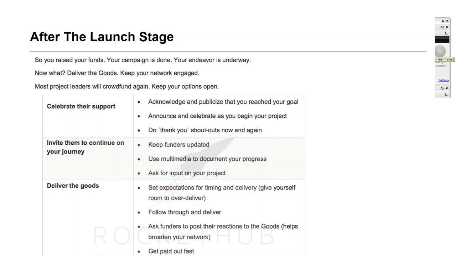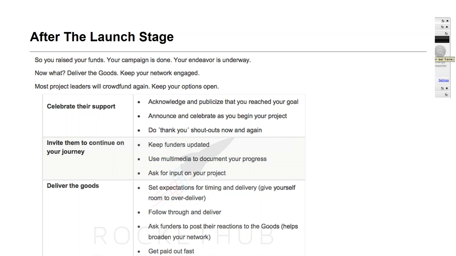And lastly, after the campaign, what do you want to do? First off, you want to celebrate, because that's a lot of work you did. Crack the champagne, celebrate your success. You want to acknowledge and let people know you reached your goal. Send out a million and one thank yous and shout outs to everyone who helped you make your goal. You want to keep your funders updated.